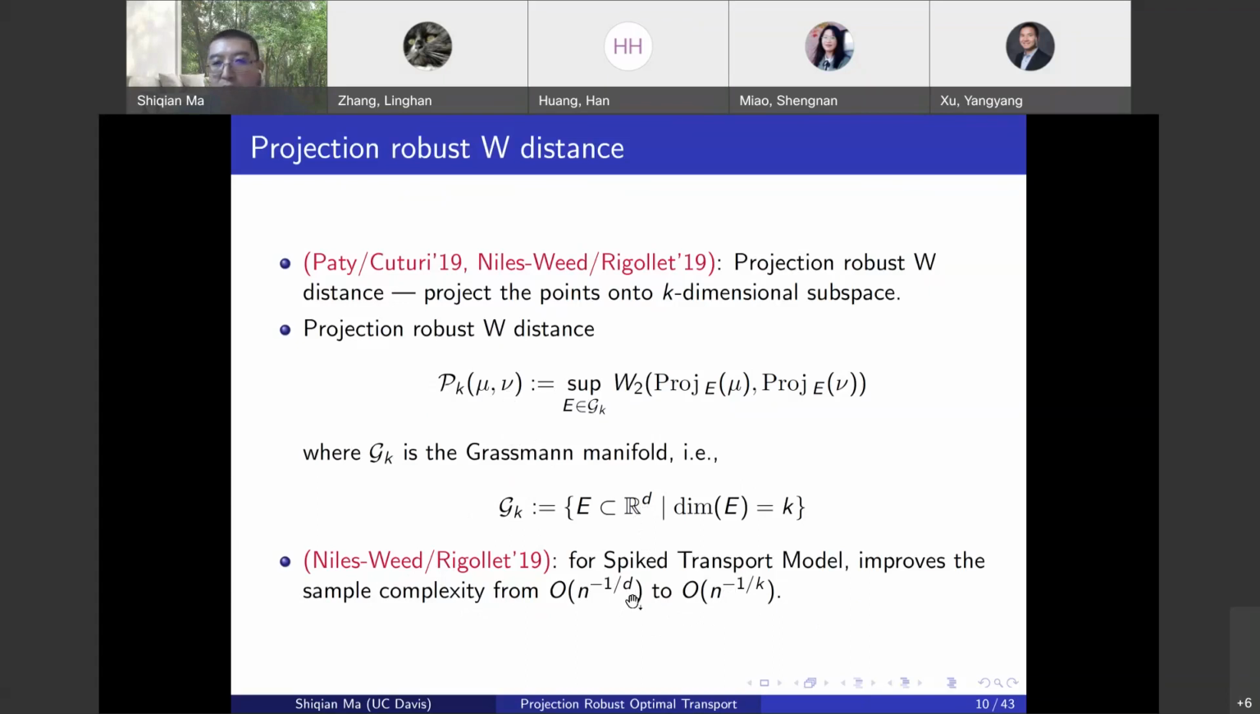For example, let's say your D is equal to 1,000. Then if you want to make this quantity small, your N should be very, very large. But K is much smaller than D. For example, K can be equal to 2 or 3 or 5, it's not very large. Then to make this quantity small, you don't need N to be very large. So in this sense, this projection robust Wasserstein distance can indeed mitigate the curse of dimensionality issue.